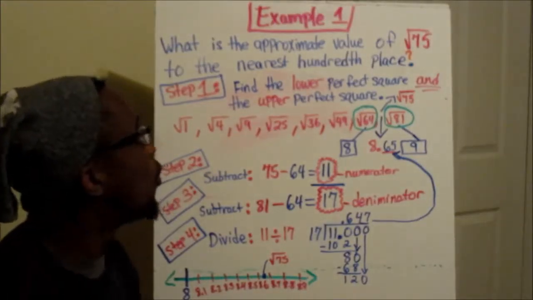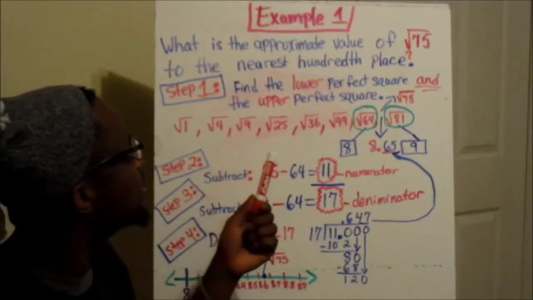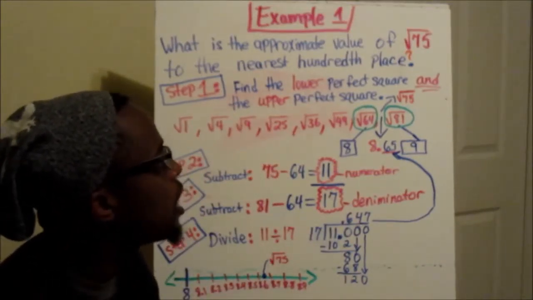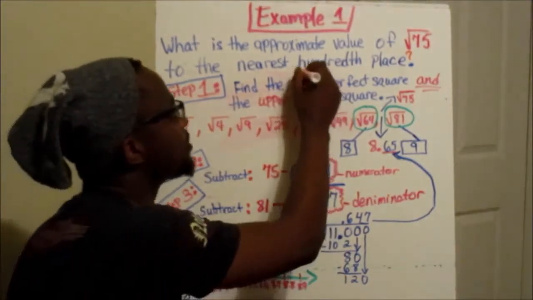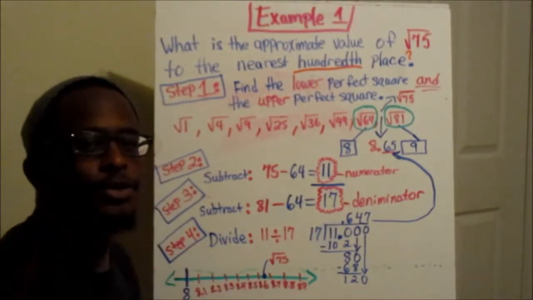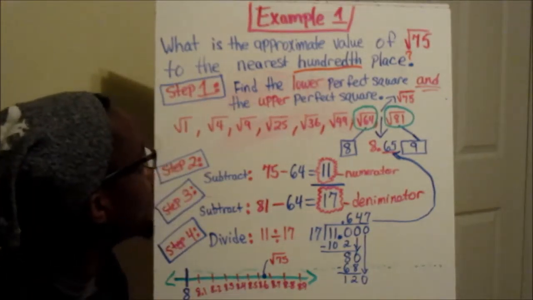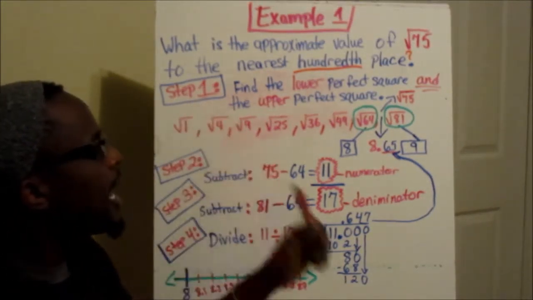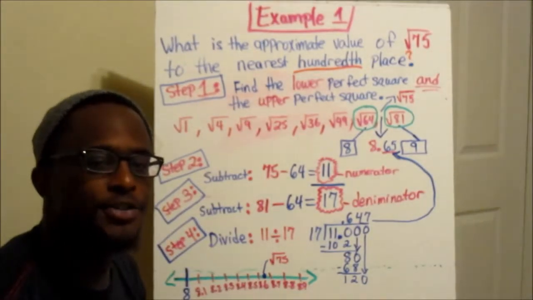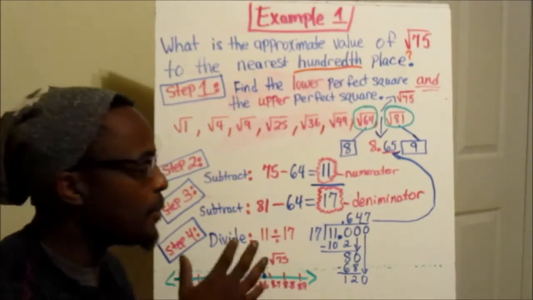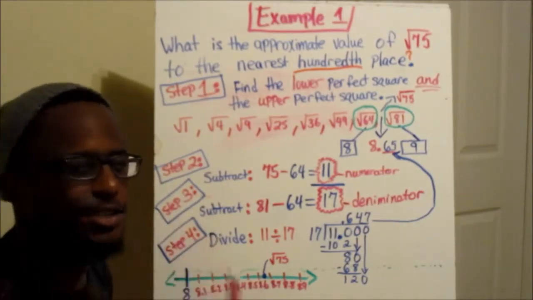Alright. Example 1. If you're following along on your guided note sheet, it asks us: what is the approximate value of the square root of 75 to the nearest, and this is important, hundredth place? So we need to get a close estimate to the hundredths place. So that's 2 places behind the decimal point. All right, step one, and I don't want you to go ahead and copy this down. So stop, I want you to listen first, and we'll pause the video after we get done with this board so you can jot this down. So for the first part, just listen to it.